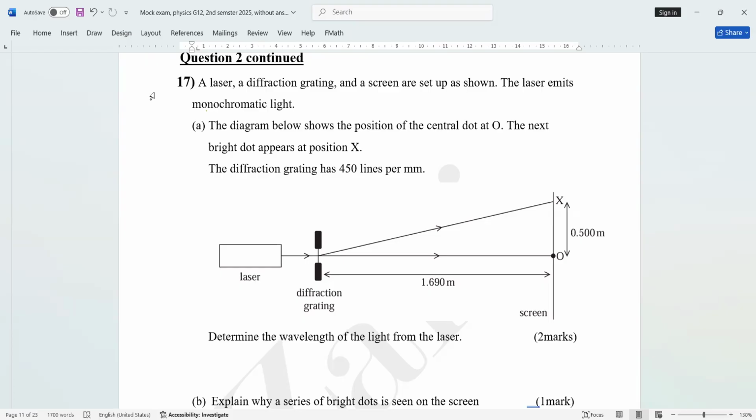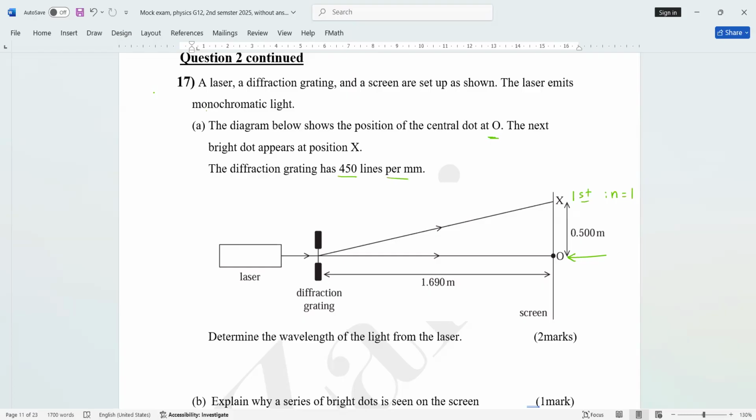The diagram below shows the position of the central dot O. So this is the central dot, the central maximum O. The next bright, so this is the first bright. It means n equals 1. The diffraction grating has 450 lines per millimeter.